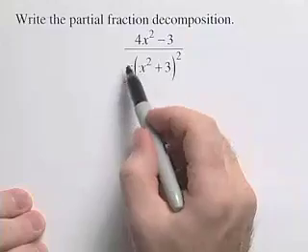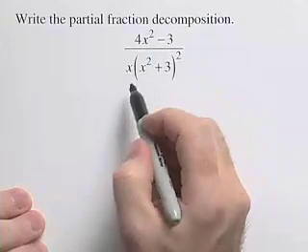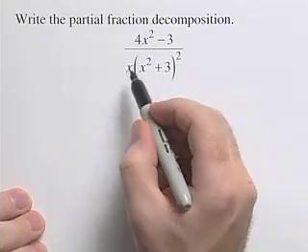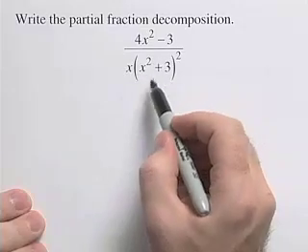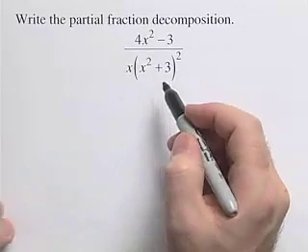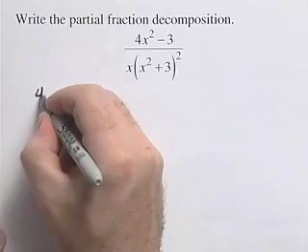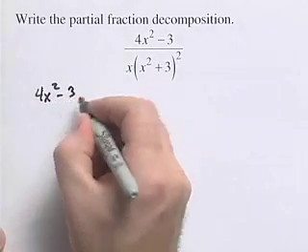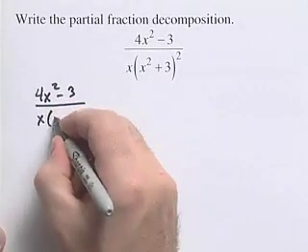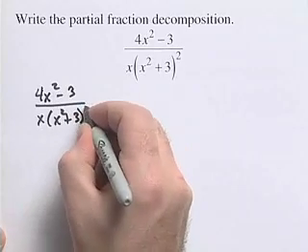For this problem, we're going to do another partial fraction decomposition. We look at our expression here, we see that the denominator has a linear factor and it has a repeated irreducible quadratic factor. It means that our partial fraction decomposition is going to take on this form. I'll write 4x squared minus 3 over x times x squared plus 3 quantity squared.